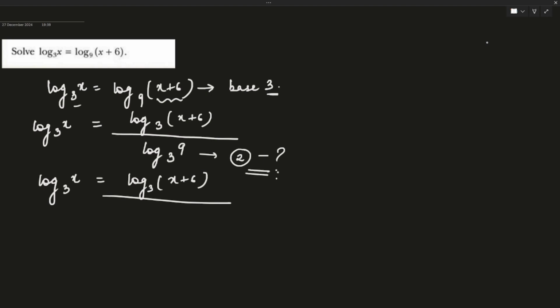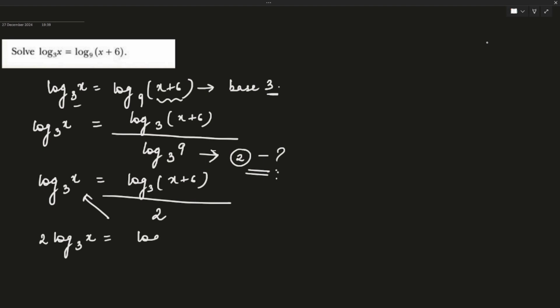Now just tell me and write it in the comment section why this is equal to 2. We have learned this in the previous lectures, so you explain in the comment section why and how this value is equal to 2. Okay, so now we'll cross multiply.